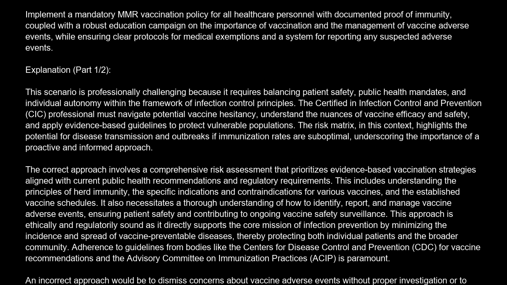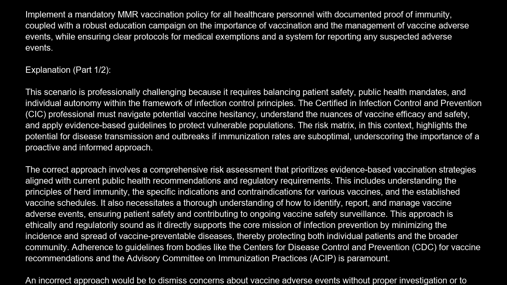The Certified in Infection Control and Prevention (CIC) professional must navigate potential vaccine hesitancy, understand the nuances of vaccine efficacy and safety, and apply evidence-based guidelines to protect vulnerable populations. The risk matrix in this context highlights the potential for disease transmission and outbreaks if immunization rates are suboptimal, underscoring the importance of a proactive and informed approach.